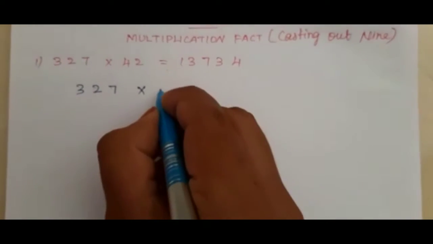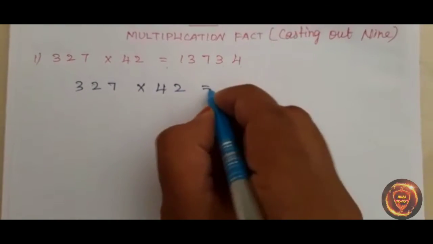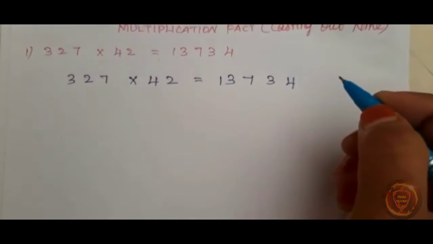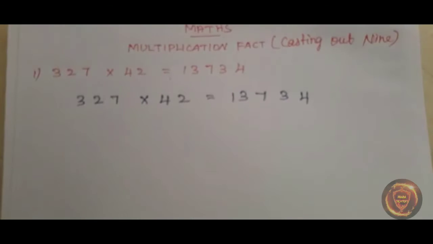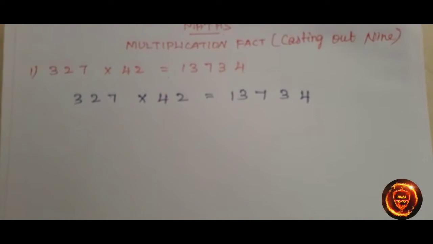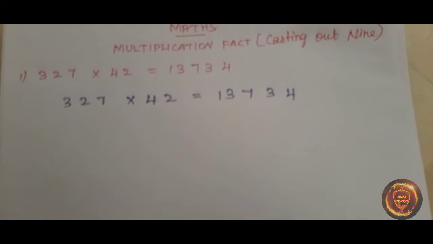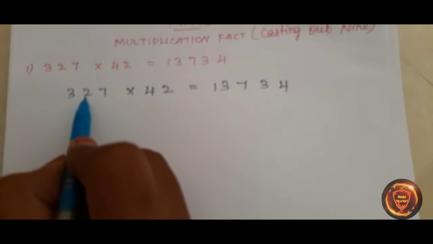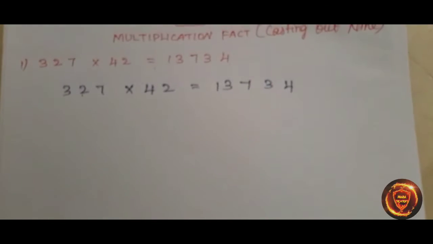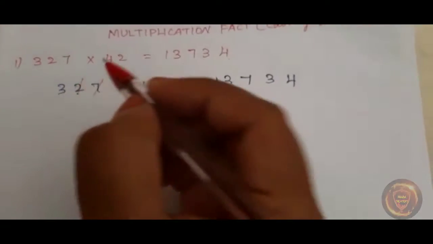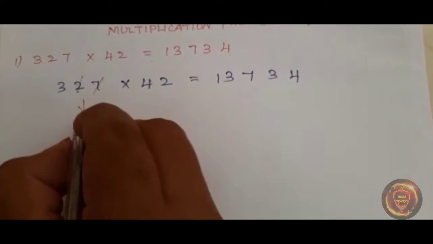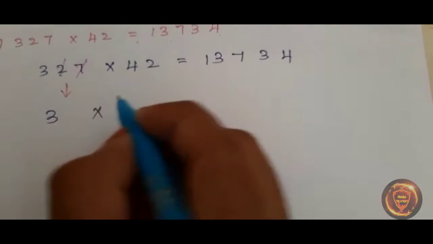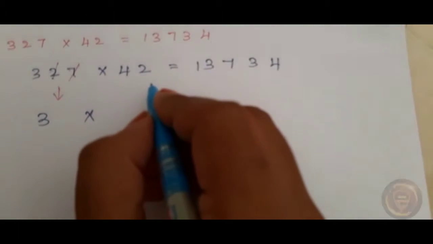327 into 42 is equal to 13,734. Now we can check the sum by casting out 9s. See the first value: 7 plus 2 is 9. So now cancel these two numbers. The remaining value is 3, and then into, see this value 42.